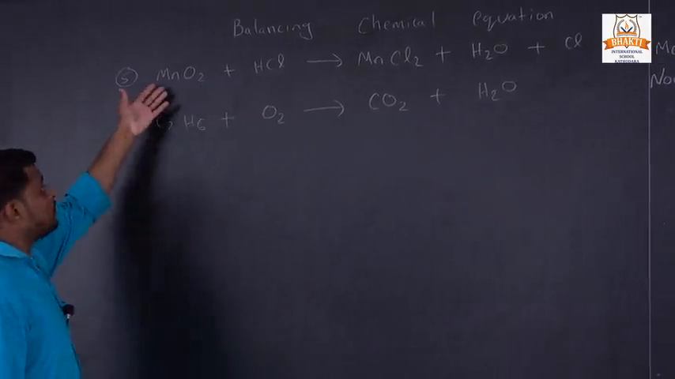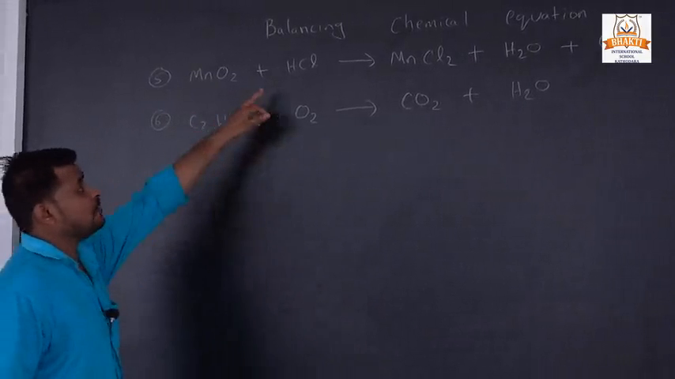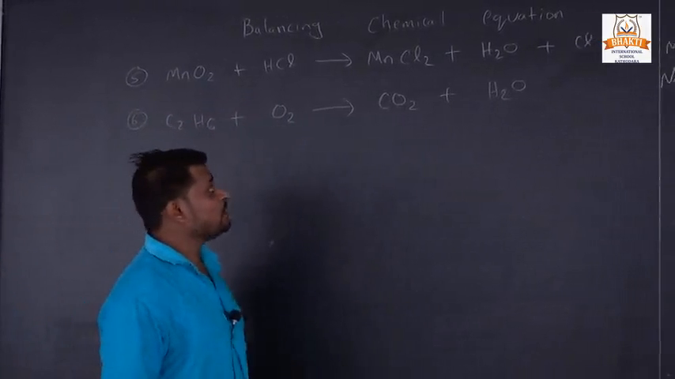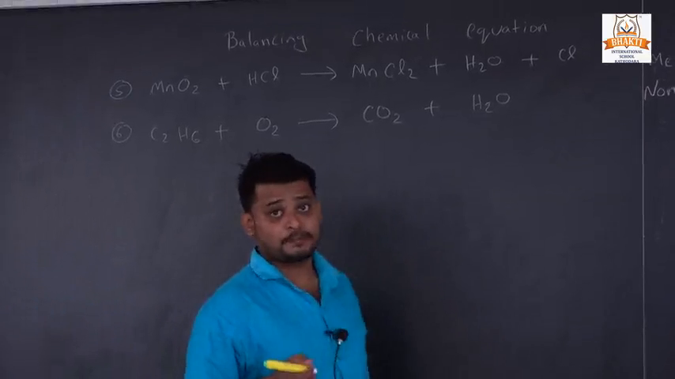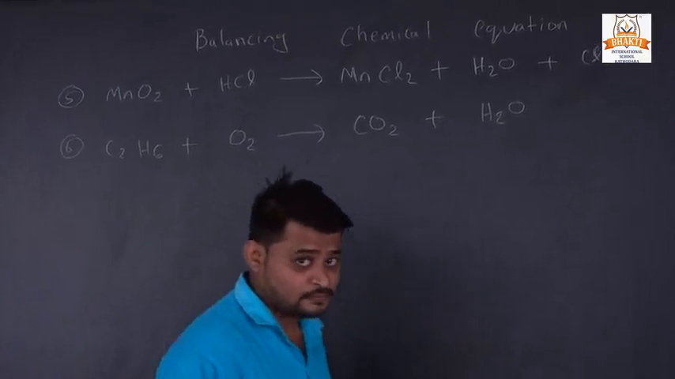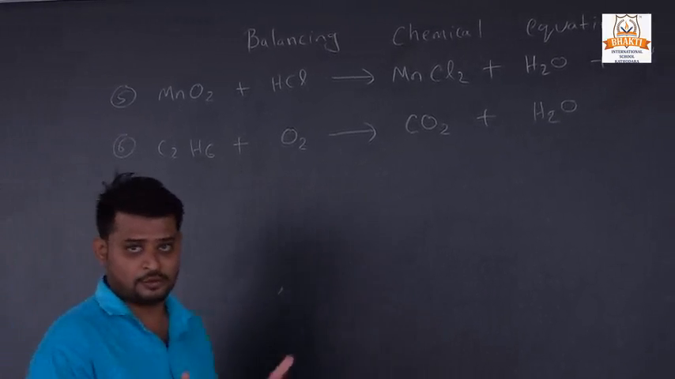Now this manganese oxide, when it reacts with hydrochloric acid, it gives us manganese chloride plus water plus chlorine. Now we have to balance this. The same method we have to follow.